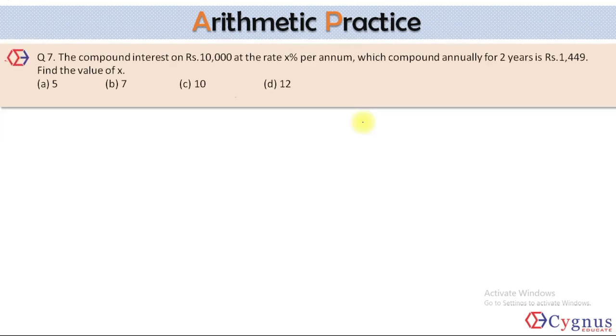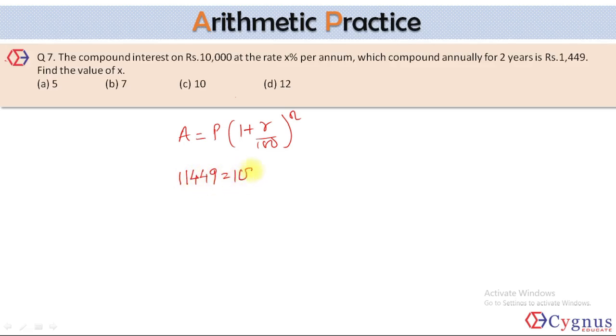What's the next one? The compound interest on rupees 10,000 at the rate of X% per annum, compounded annually for 2 years, is 1449. Have a formula for that. Amount is equal to principal into 1 plus r by 100 raised to the power n. What is the amount? Money was 10,000, this was principal, and the interest was 1449. So effectively amount becomes 11449.